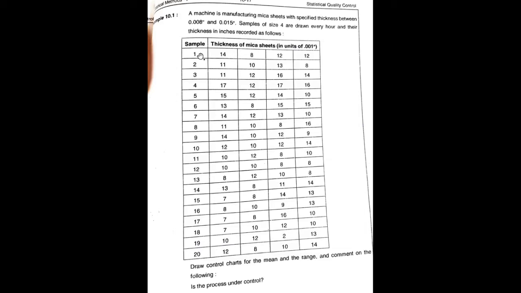Sample number 1, thickness 14, 8, 12, 12. Second sample 11, 10, 13, 8. Third sample 11, 12, 16, 14. Fourth sample 17, 12, 17, 16. Fifth sample 15, 12, 14, 10. Sixth sample 13, 8, 15, 15. Seventh sample 14, 12, 13, 10.